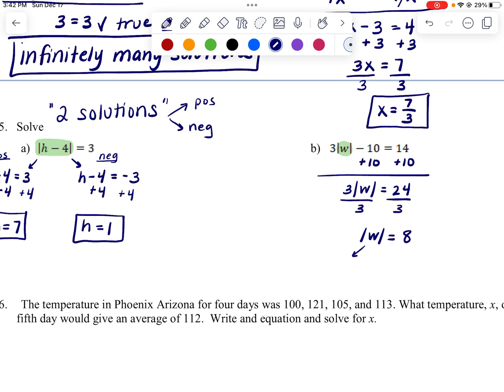And then again, I can split. So one of them is positive. I get W is equal to 8. And one of them is negative. So W equals negative 8.